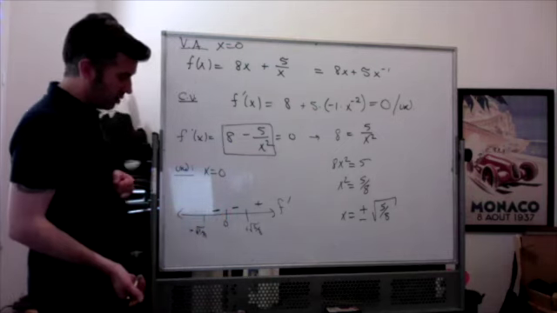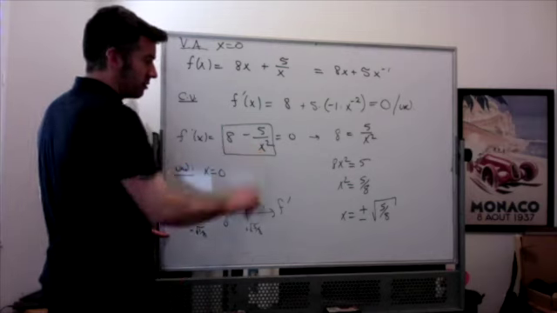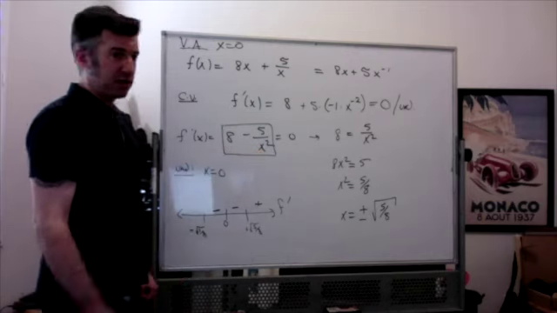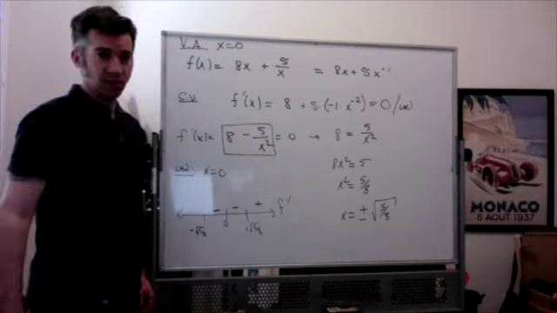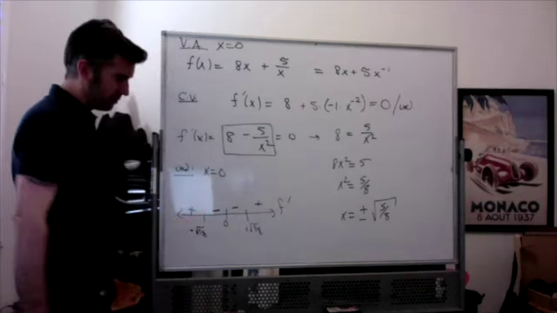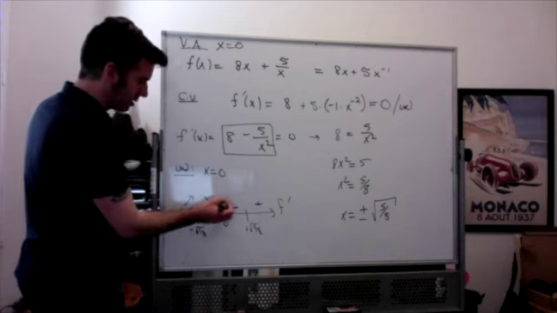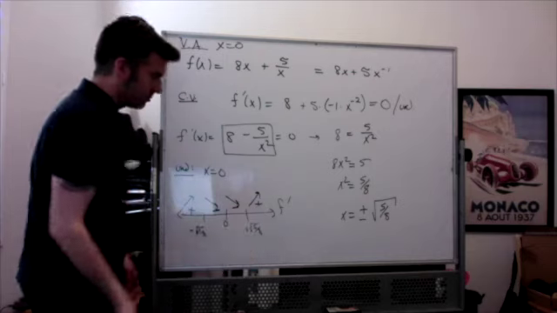Over here, pick a negative number like negative 1 billion, plug in negative 1 billion. 1 billion squared is really big. 5 divided by a really big number is really small. 8 minus a really small number is very much positive. So here's what we've got. Our function is increasing, decreasing, decreasing, increasing.